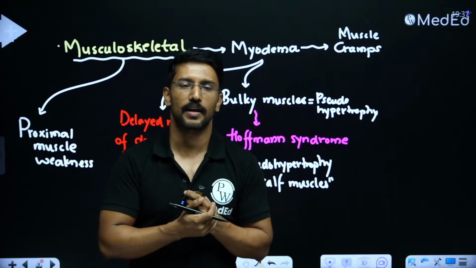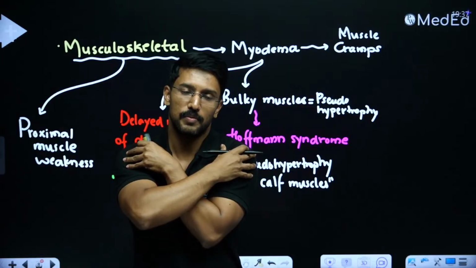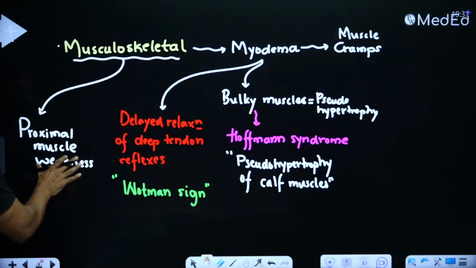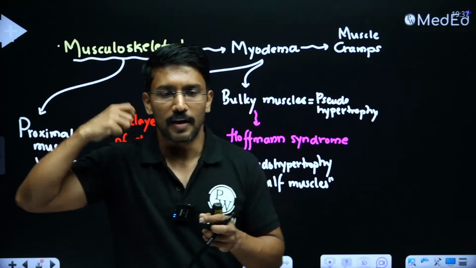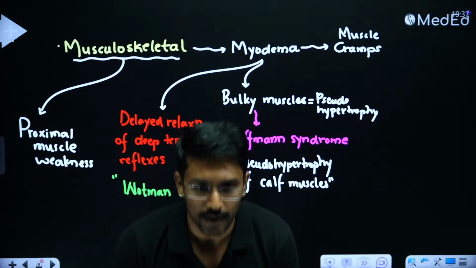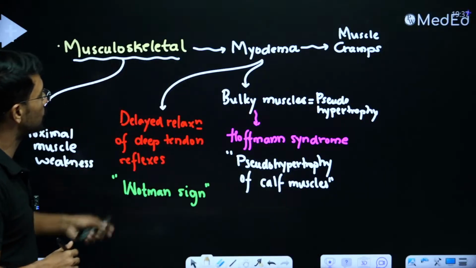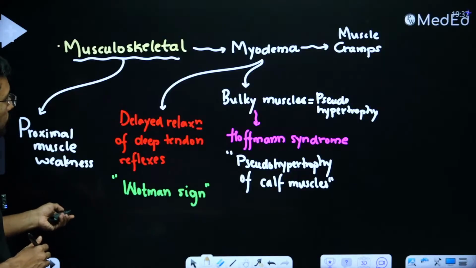And where do I find the larger muscles? In the proximal region, right? Around the shoulder joint we have large muscles, around the hip joint we have large muscles. So they present with what we call proximal muscle weakness. They will have difficulty to comb, difficulty to climb, difficulty to get up from the sitting position. These are the classical presentations, right? So those are the musculoskeletal manifestations of hypothyroidism.